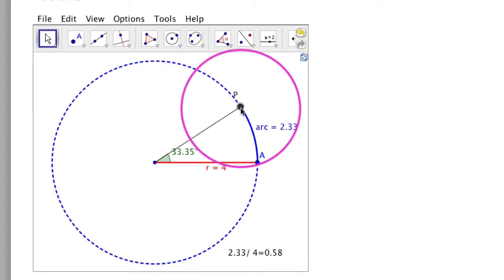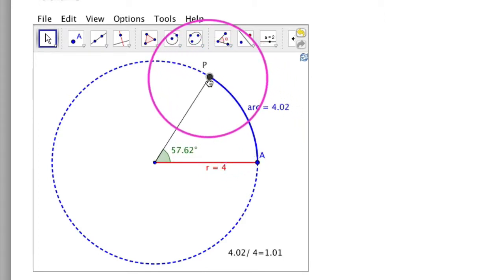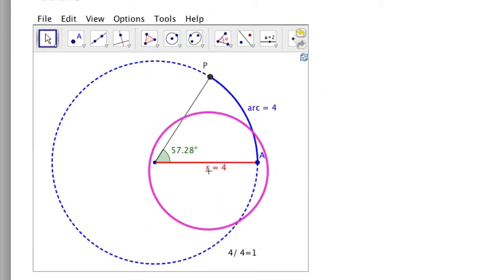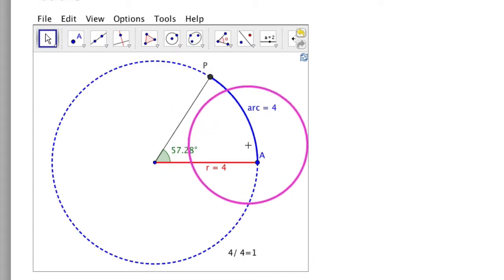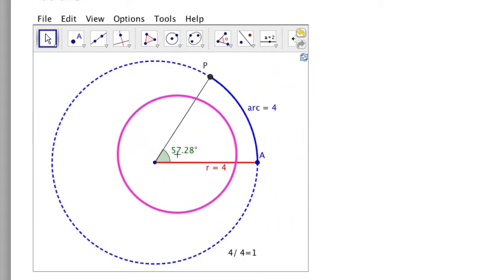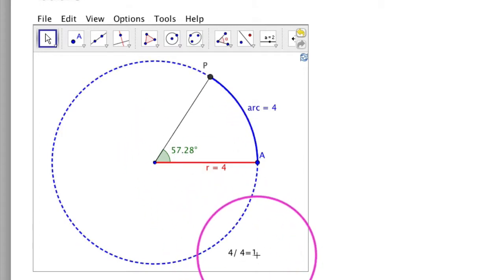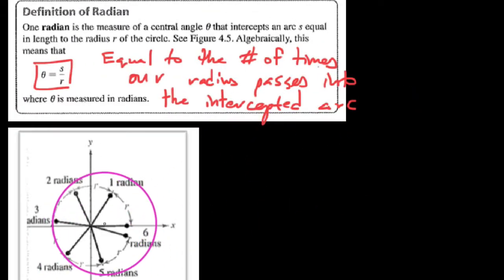Let me explore this. What if I were to make the arc length exactly 4, the same size as the radius? I'll try to nail this here. If the arc length is 4 and the radius is 4, then the radius fits into the arc length once, and this angle, in degrees, is 57.28 degrees, which is equal to 1 radian. So by definition, 1 radian is the amount of rotation you have to go so that the radius fits into the arc length once. You can see that on my image here.